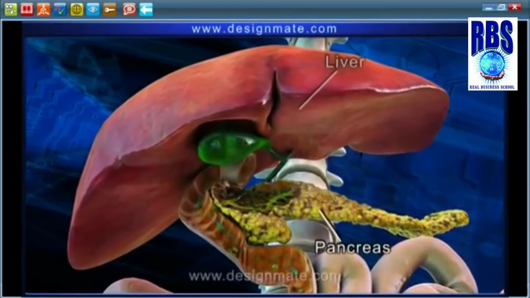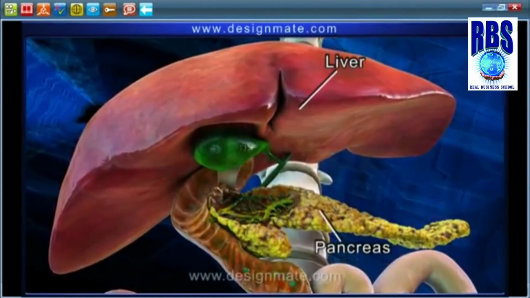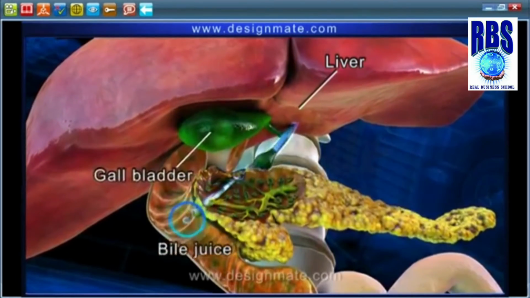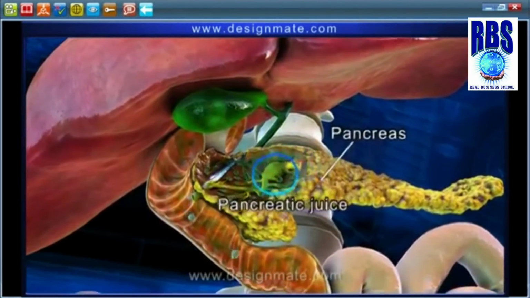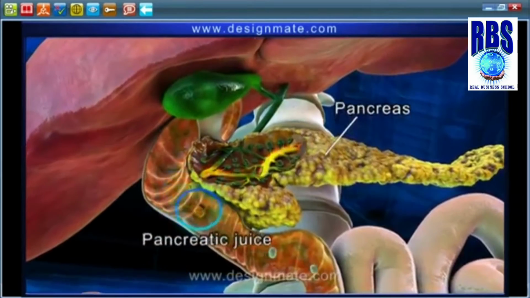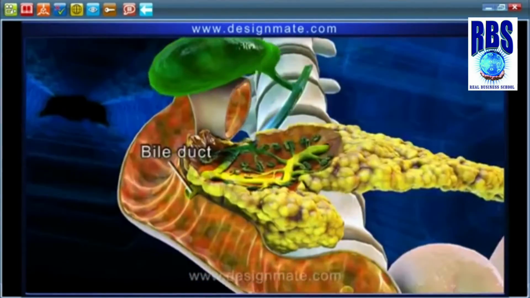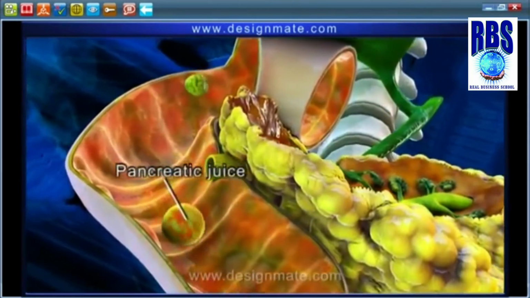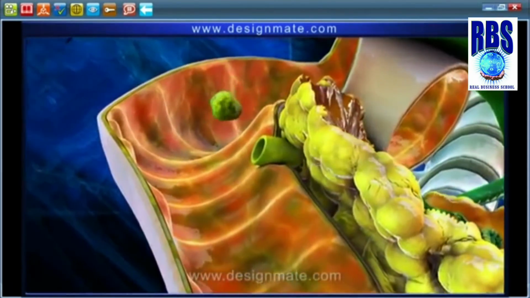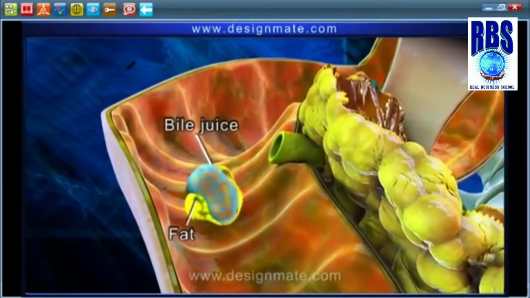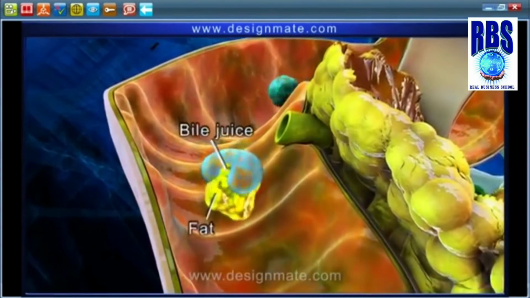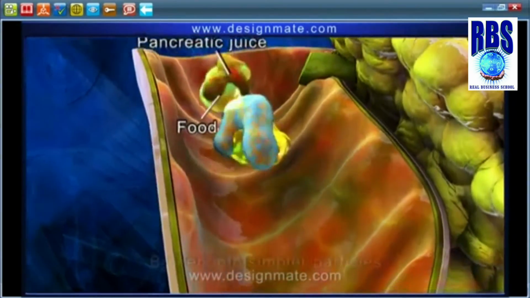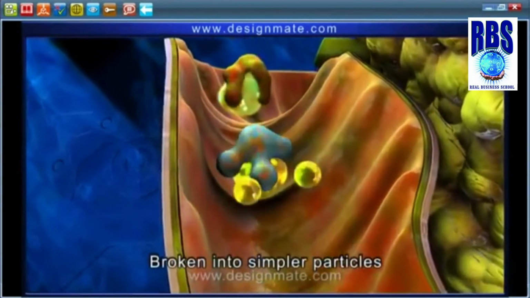The pancreas and the liver are the accessory digestive organs. Liver and gallbladder release the bile juice, while the pancreas releases the pancreatic juice, which enters the duodenum through the common bile duct. The bile juice acts on the fat molecules, and the pancreatic juice acts on the food molecules and breaks them down into simpler particles.